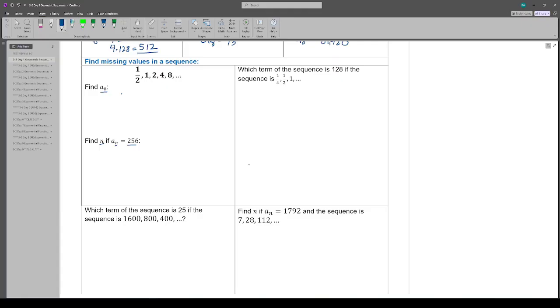Our formula is going to be an equals 1/2, we're multiplying by 2 each time, so times 2 to the n minus 1. So A8 will be 1/2 times 2 to the 7, because 8 minus 1 is 7. We're going to use Desmos for both of these, so let's set them both up, and then we'll bring Desmos over. So for this one, we have an equals 1/2 times 2 to the n minus 1. But we know that an is 256 in this case, so we're going to put 256 equals 1/2 times 2 to the n minus 1.